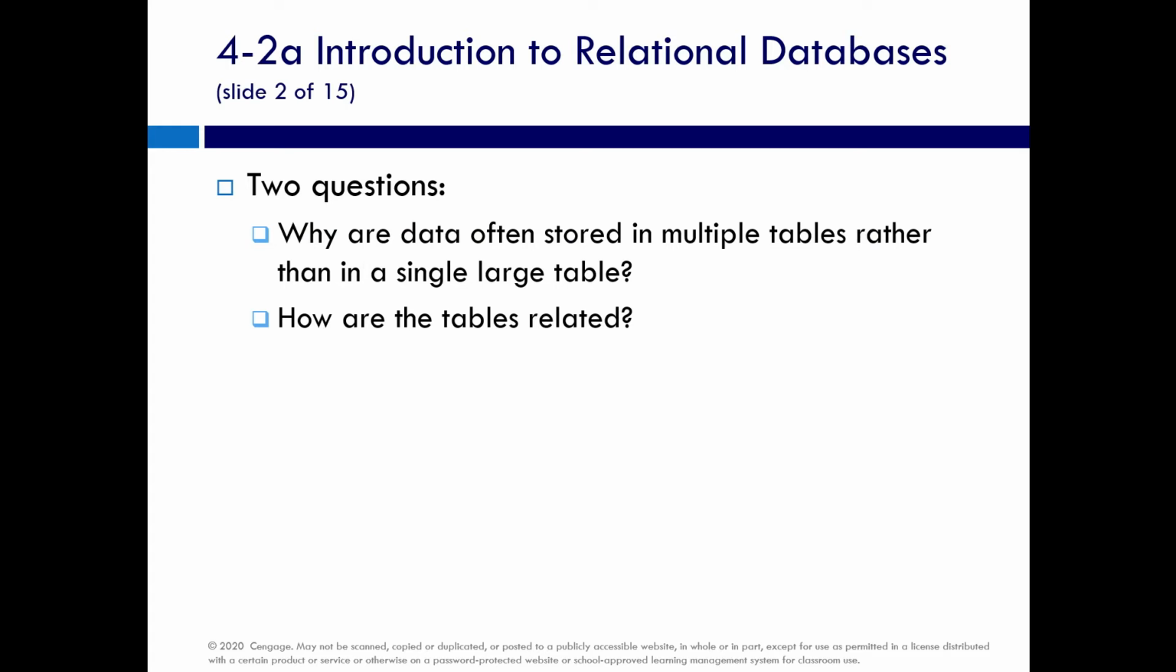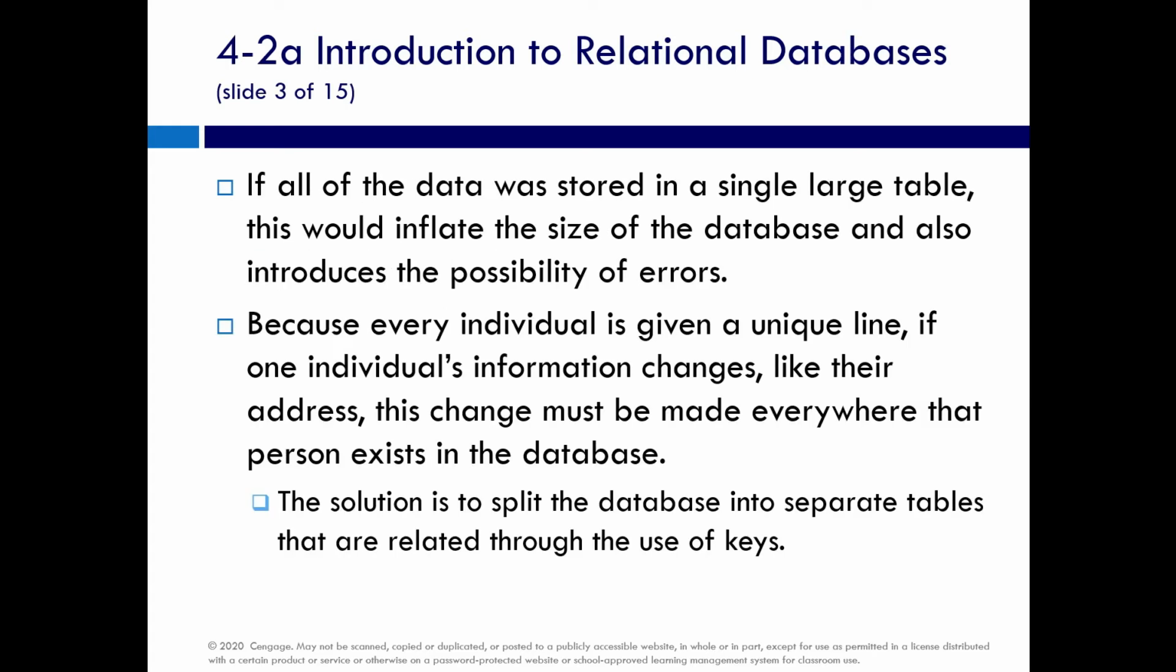Two questions. Why are data often stored in multiple tables rather than a single large table? How are tables related? If all the data is stored in a single large table, this would inflate the size of the database and also introduce the possibility of error. Because every individual is given a unique line, if one individual's information changes, like their address, this change must be made everywhere that person exists in the table.